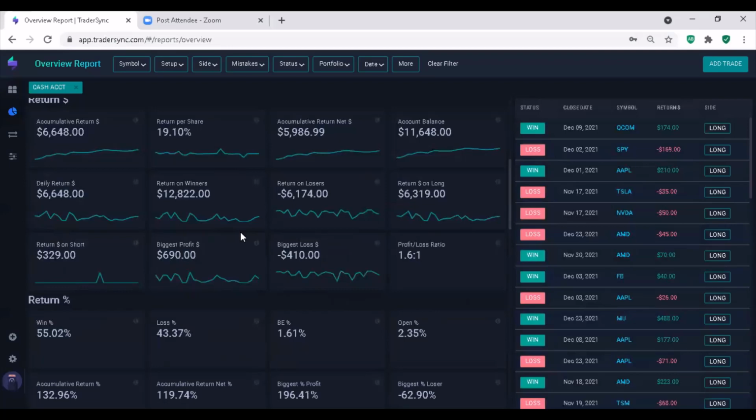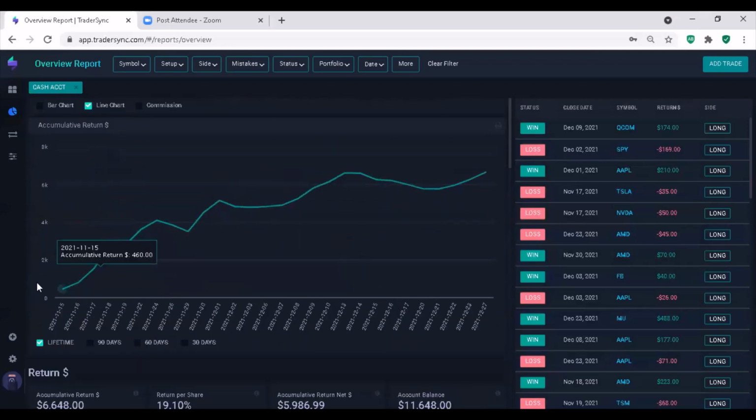And if Apple runs, I will keep adjusting my stop, moving up following the price. So let's say Apple is here and then goes here. I'll move my stop to right here. Apple goes from here to here, my stop now is here. Apple goes here, my stop is here. So it's called a trailing stop loss.